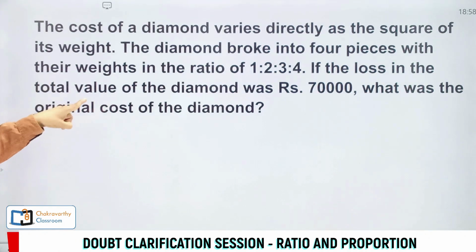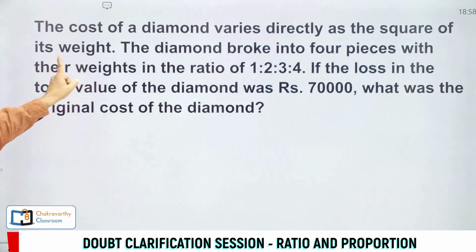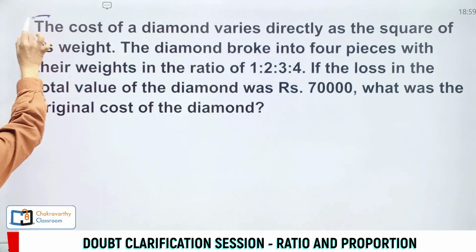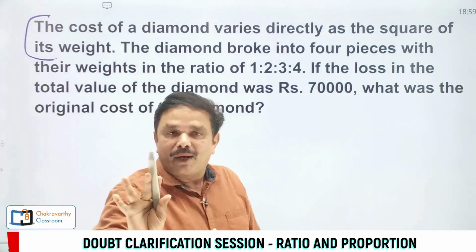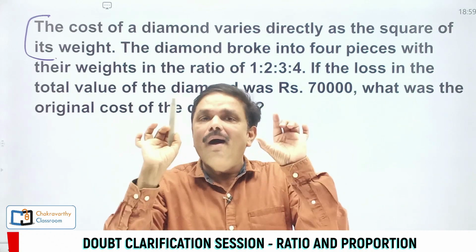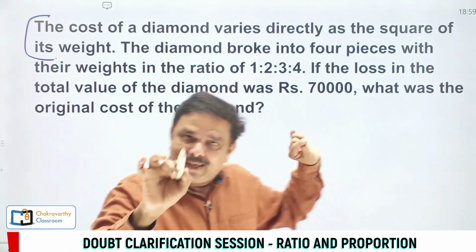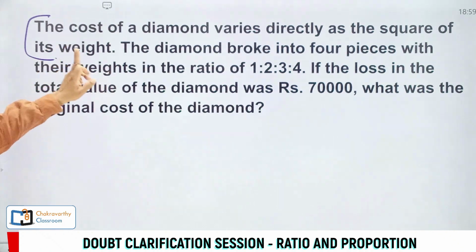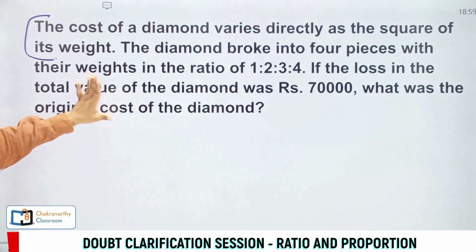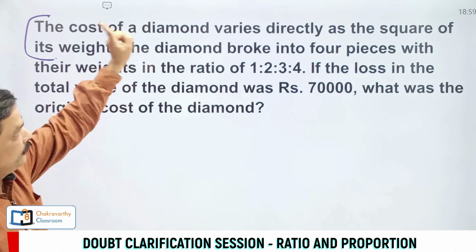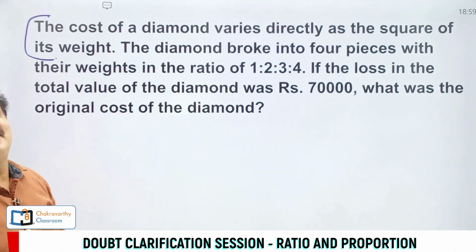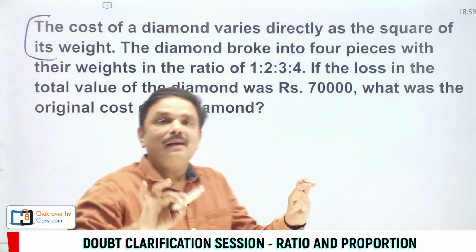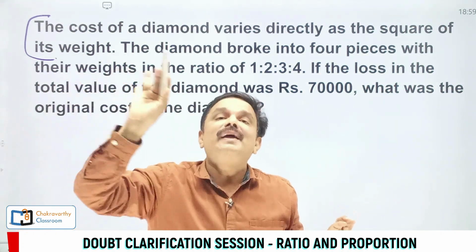The cost of a diamond varies directly as the square of its weight. Now you see here, this statement is very important, students. Until and unless you understand this statement, you cannot go further, because this is the heart of the given problem. Again, try to analyze this one. Cost of a diamond, they are talking about the cost. How does the cost vary here? Cost of the diamond varies directly as the square of its weight. That means the cost of the diamond is directly proportional to the square of its weight.